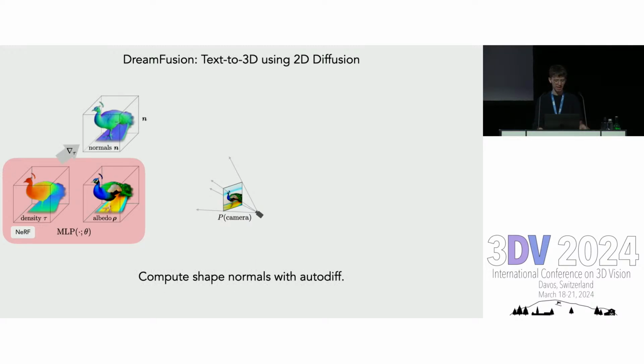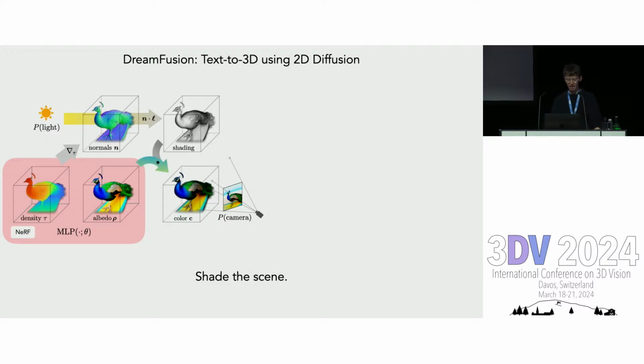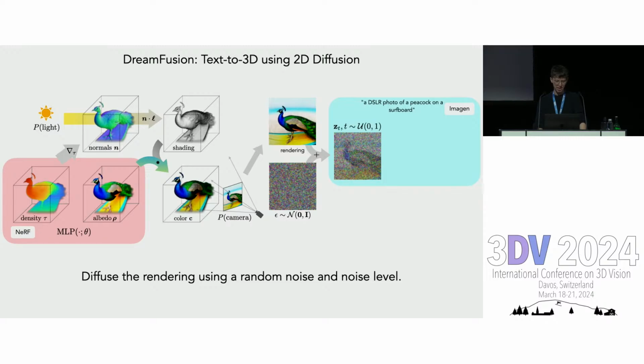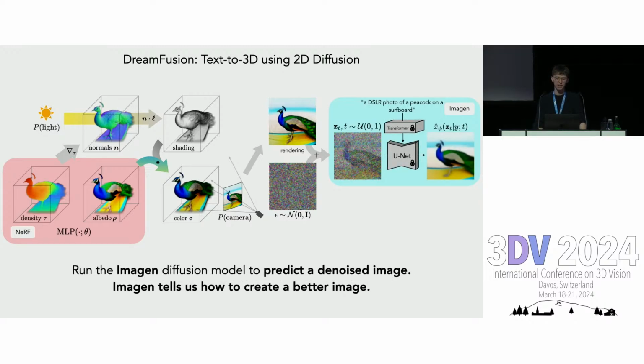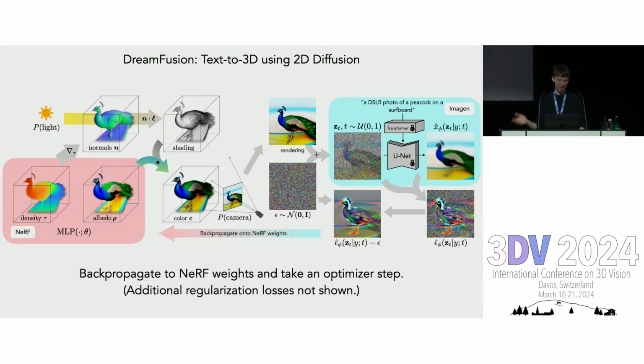Okay, so we take that density field, we extract some sort of normals to do shading. We do n dot l for Lambertian shading. And then we apply that to the albedo to get an output shaded image here. That gets noise added to it, that gets sent through the Imagen model, and that predicts a final denoised output, which we then convert into a gradient update for the underlying NeRF. So we backpropagate that onto the NeRF weights. That's a single optimization step. In DreamFusion, we did this for around 15,000 steps.